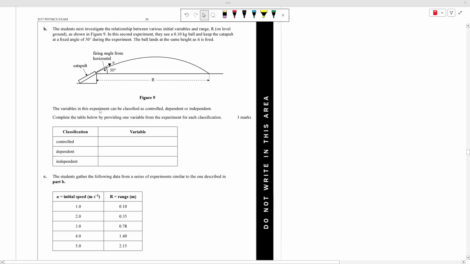The variables in this experiment can be classified as controlled, dependent, or independent. Complete the table below by providing 1 variable from the experiment for each classification. Well, we just use some variables here to fill in the blanks. So which one would be our controlled variable? This would be the one that you don't change. In this case, it looks like they're using a fixed angle of 30 degrees. So you could write angle.